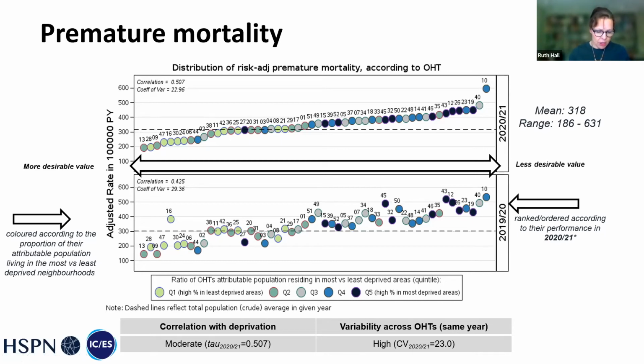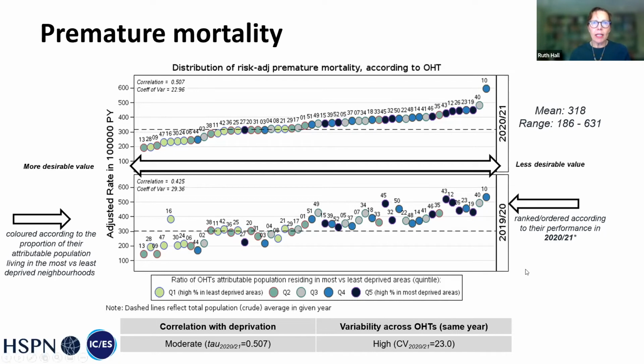And the color of the dot is according to the ratio in your OHT of your attributed population, the proportion of them that are in the most deprived areas versus the least deprived areas. So the darker the blue represents OHTs with a high proportion of their attributed population in the most deprived areas, as compared to the proportion of their attributed population that lives in the least deprived. So your light green represents those OHTs where there is a higher proportion of people in the least deprived area compared to the most deprived. So just a little refresher.